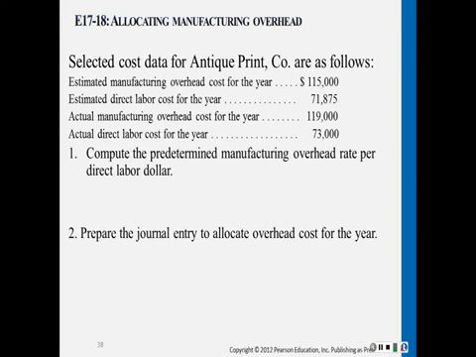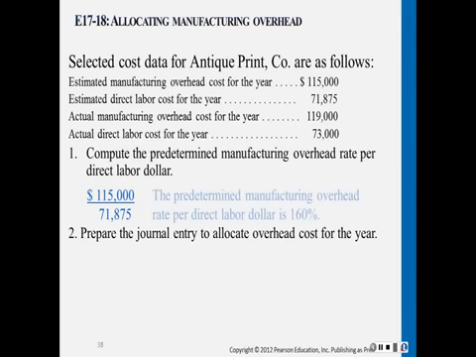Exercise 17-18 refers to the allocation of manufacturing overhead. The question is to compute the predetermined manufacturing overhead rate per direct labor dollar. 115,000 divided by 71,875. The predetermined manufacturing overhead rate per direct labor dollar is 160%.